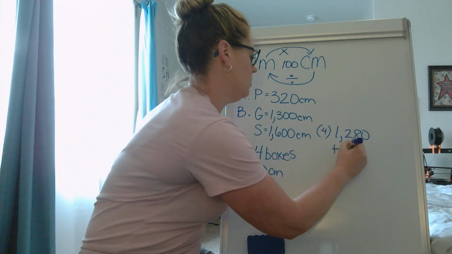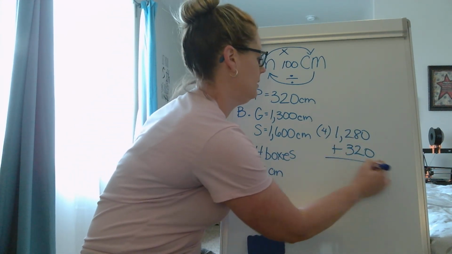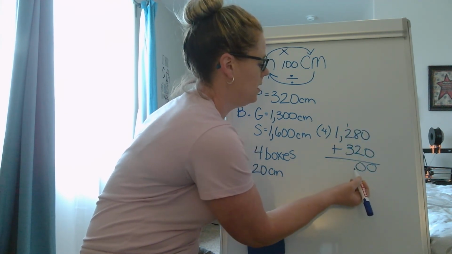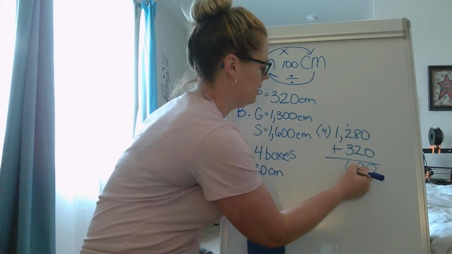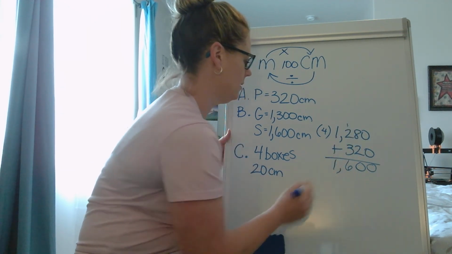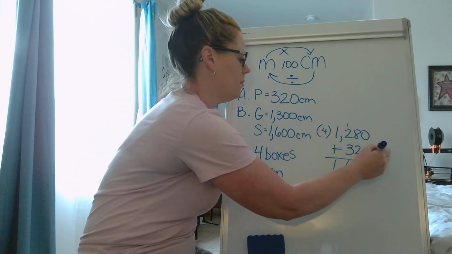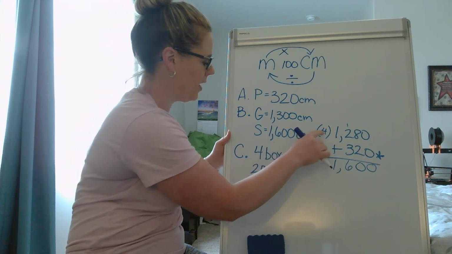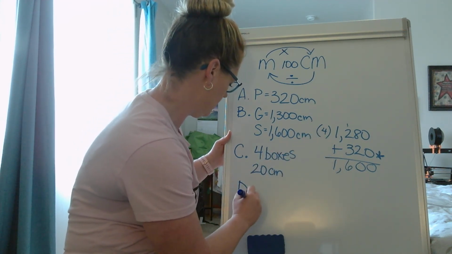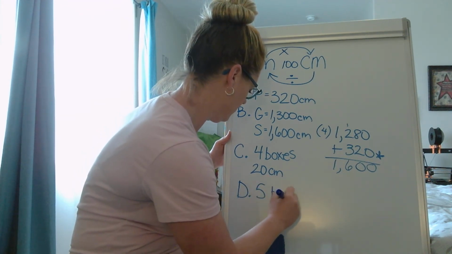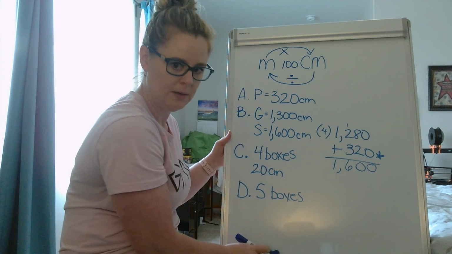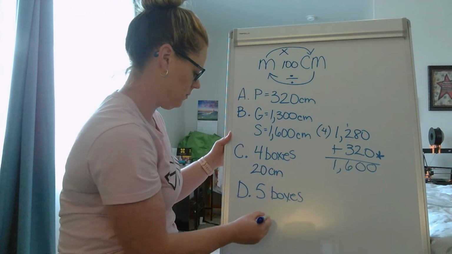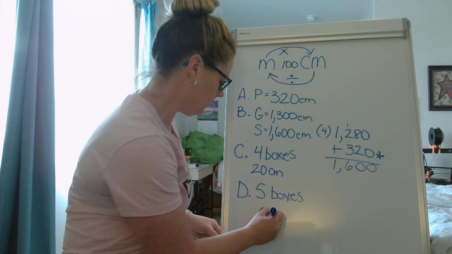So let's add 320 to that. See what we get. 0 plus 0. 8 plus 2 is 10. Carry the 1. 3, 4, 5, 6. And 1,600. Okay, so we're going to add 1 more box to that. And that's as much as we can make. So we can do 5 boxes. So D is 5 boxes. And how much will be left over? 0 centimeters.